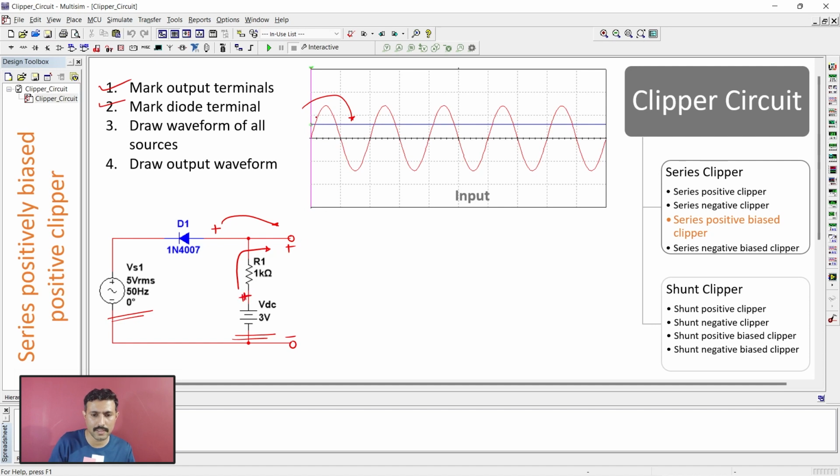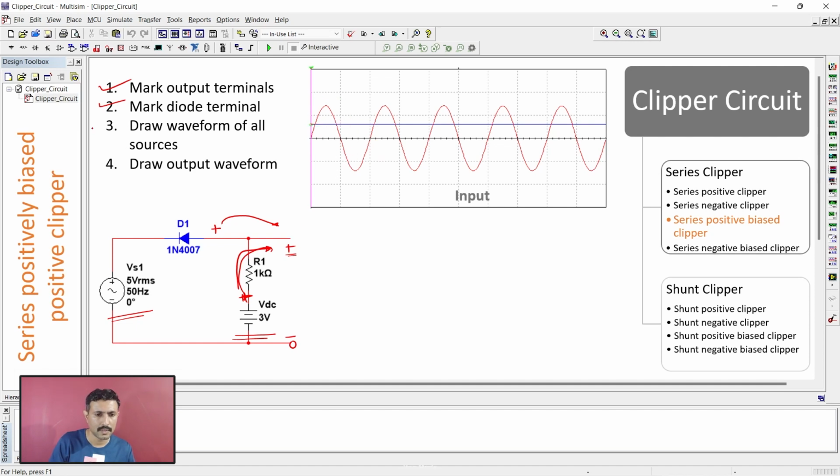How to mention whether this DC source will come over here or will come over here? If the positive of this DC source is towards the positive of our output terminal, then DC line will be on positive side, and if there is negative terminal facing the positive one, then the DC line will be on negative side. That we'll explore in our next clipper circuit.